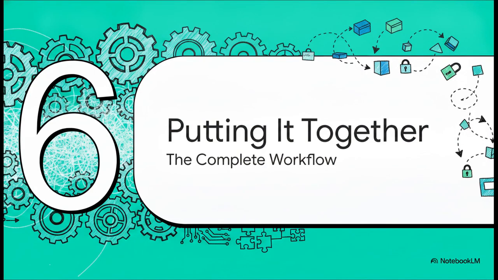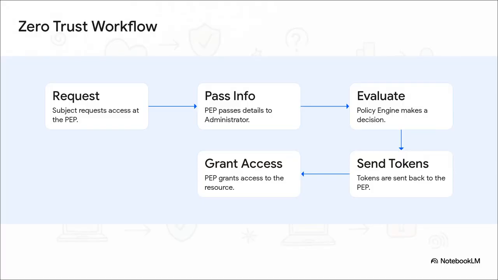All right, here we are at the climax, Section 6, putting it all together. We've got all our pieces on the board, so let's watch this workflow in action. Let's track a single request, moving from an untrusted zone all the way to a trusted enterprise resource. Step 1. Our subject, maybe a guy on a public Wi-Fi network, tries to access a corporate database over the data plane. He immediately hits our bouncer, the policy enforcement point.